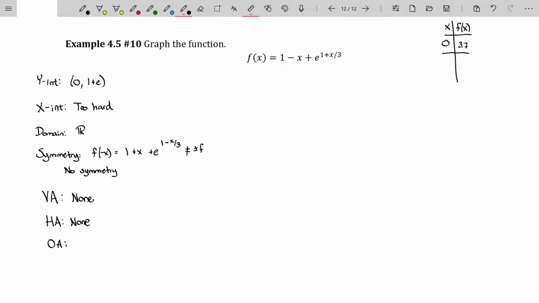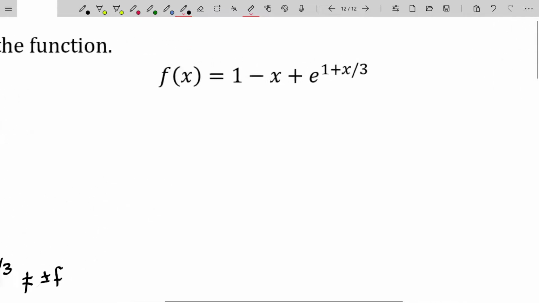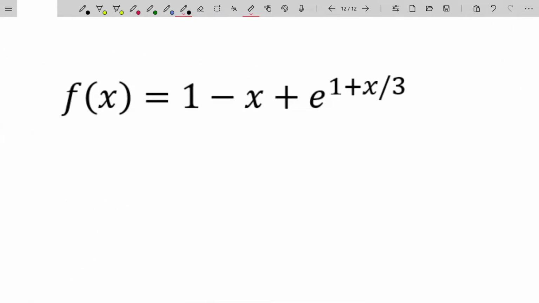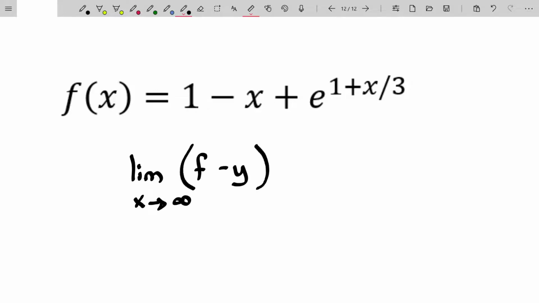Oblique asymptotes or slant asymptotes, you do have. Now remember, the definition of a slant asymptote is that you have a slant asymptote at some function y if your function f minus that y tends to 0 as x goes to infinity. In other words, the limit as x goes to infinity or negative infinity of f minus y becomes 0. That would imply that y is your slant asymptote. Or if it's negative infinity. It doesn't have to be both, just one or the other. It could be both, but one or the other.